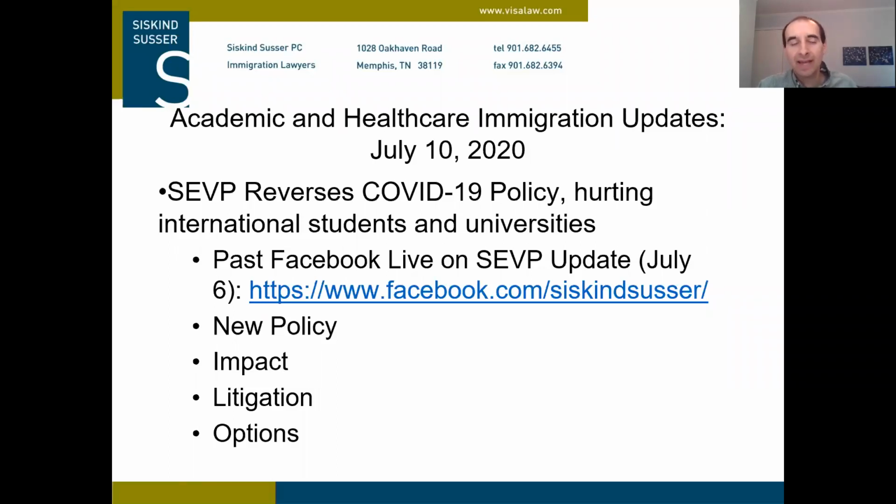It has to do with SEVP's recent guidance that is reversing allowances that they had made to students in universities in terms of distance education. They're basically completely pulling the rug out and reversing course on that and really restricting greatly the distance learning allowances for students in universities. So I want to go into that.